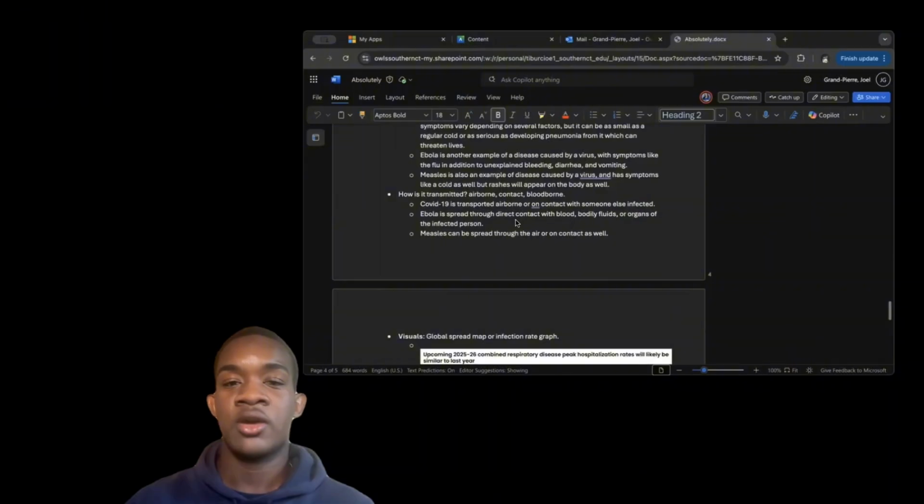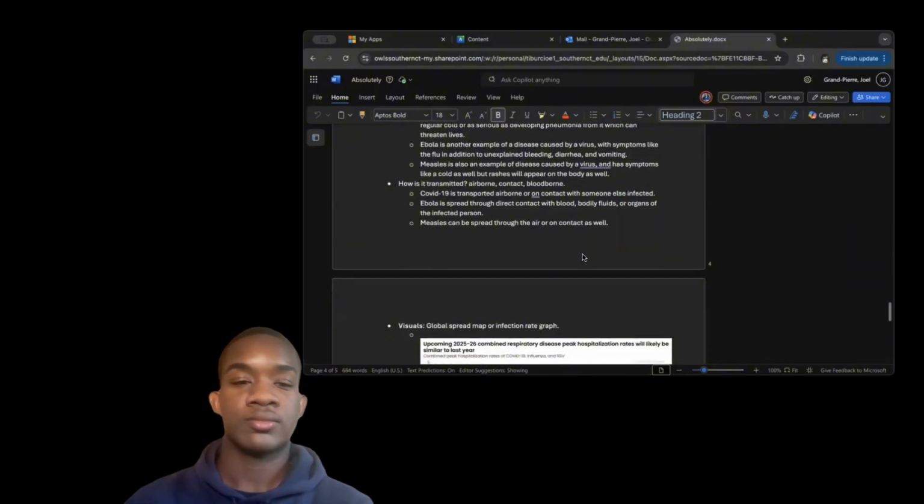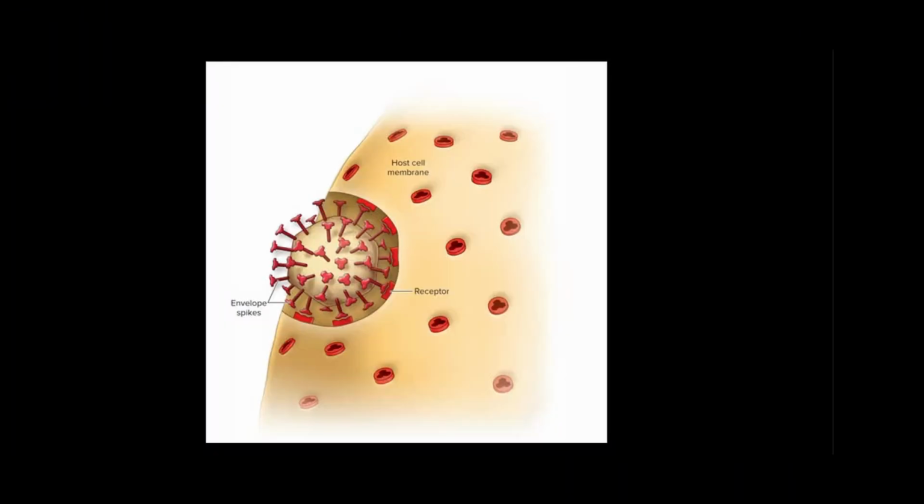COVID-19 is transmitted through the air or on contact with somebody else infected. Ebola is spread through direct contact with blood, bodily fluids, or organs of the infected person, and measles can be spread through the air or on contact as well. A virus and what structures it contains.